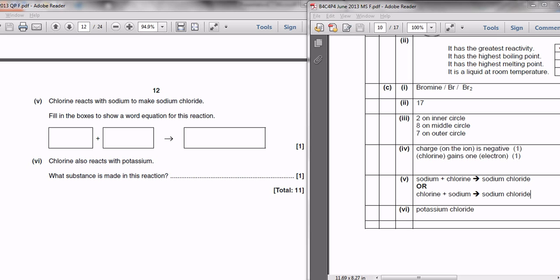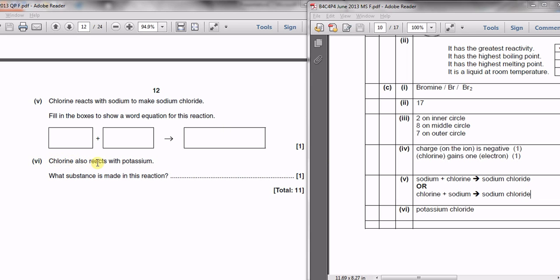Okay, section 5, chlorine reacts with sodium to make sodium chloride. Fill in the boxes to show a word equation for this reaction. They've given you all the information in the question. It tells you that chlorine, so that's one of your reagents, which is going to go here, reacts with the sodium, so that's going to go into this box here, to make sodium chloride. So that's the product that goes into your final box. So you get sodium plus chlorine makes sodium chloride. Or you could have it the other way around, chlorine plus sodium makes sodium chloride.